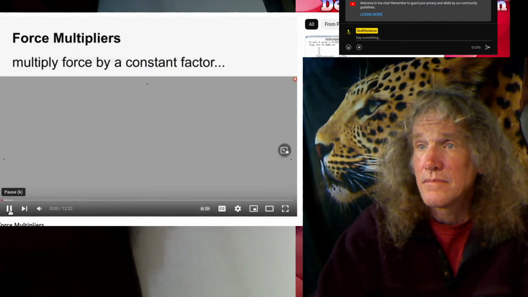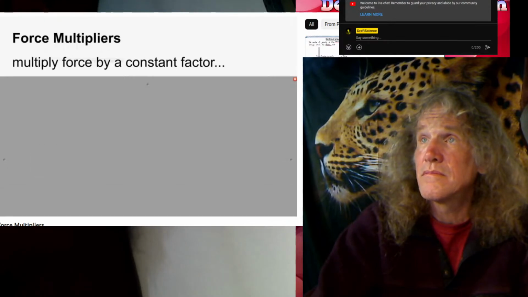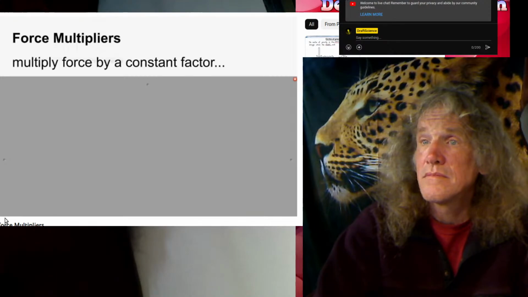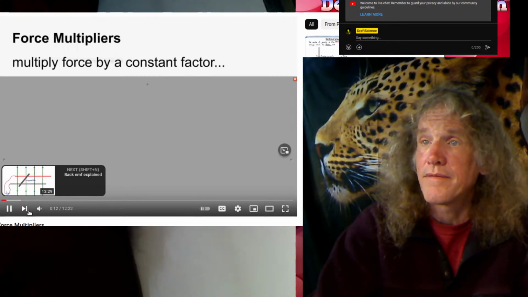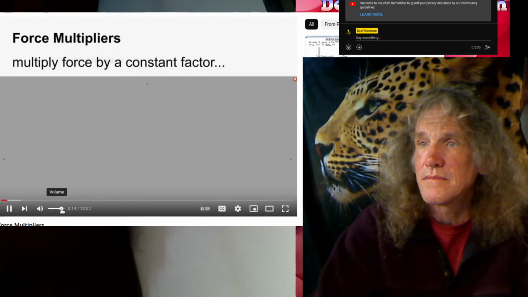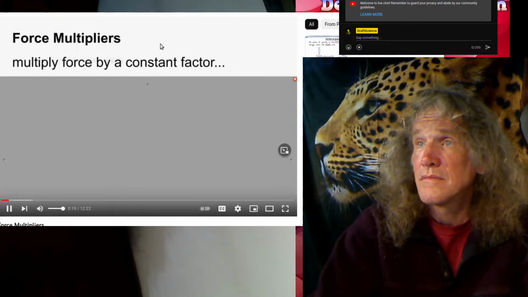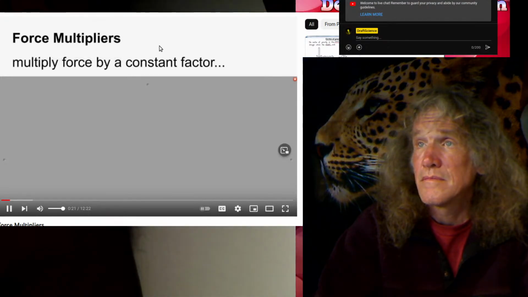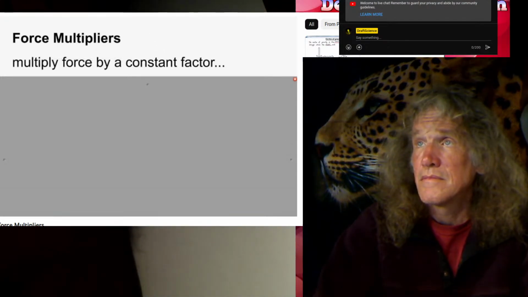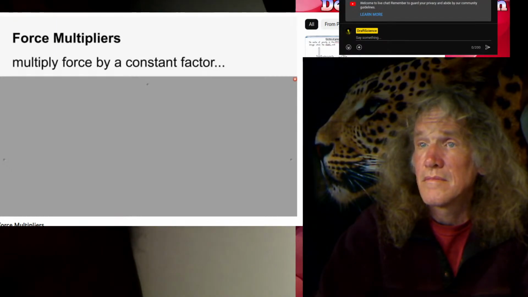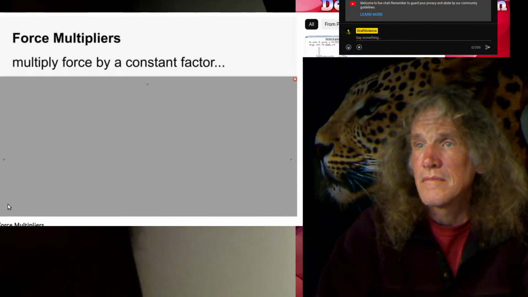Right, so this is a quick introduction to force multipliers, which we touched on in today's lesson. Hopefully this will help explain, I'll fix that and give you a few examples. So a force multiplier is a machine that multiplies force by a constant factor, a constant amount. So it's something that if you put in 2 newtons as your input force, the force you're putting in, you might get out 10 newtons.